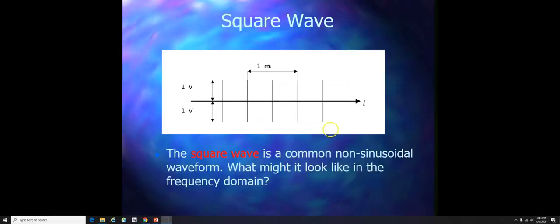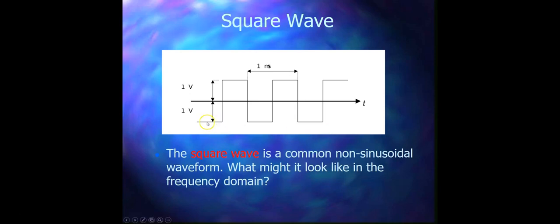In this slide, you see the square wave. In this square wave, we have 1 volt peak and 2 volts peak to peak, and the time is 1 millisecond for one cycle. The square wave is a common non-sinusoidal waveform. What might it look like in the frequency domain? The representation shown here is through the oscilloscope, and this is how it will look. But how it will look using the spectrum analyzer, this is what we are going to see next.